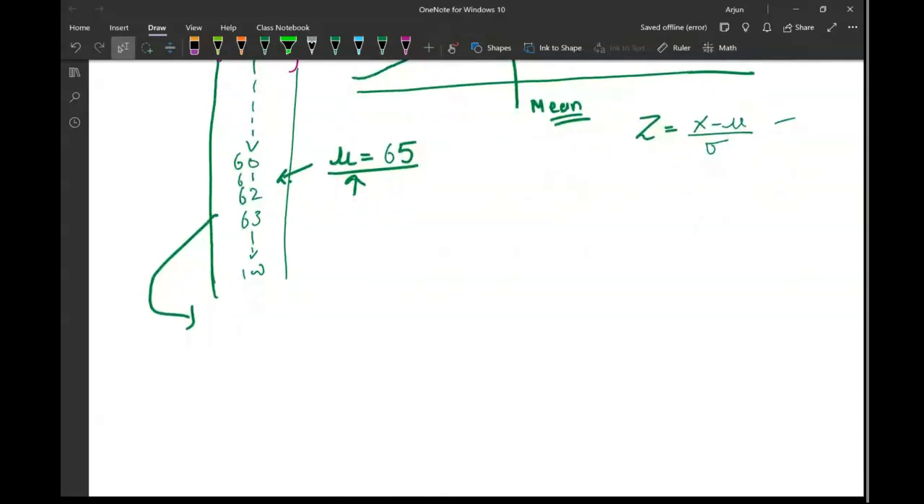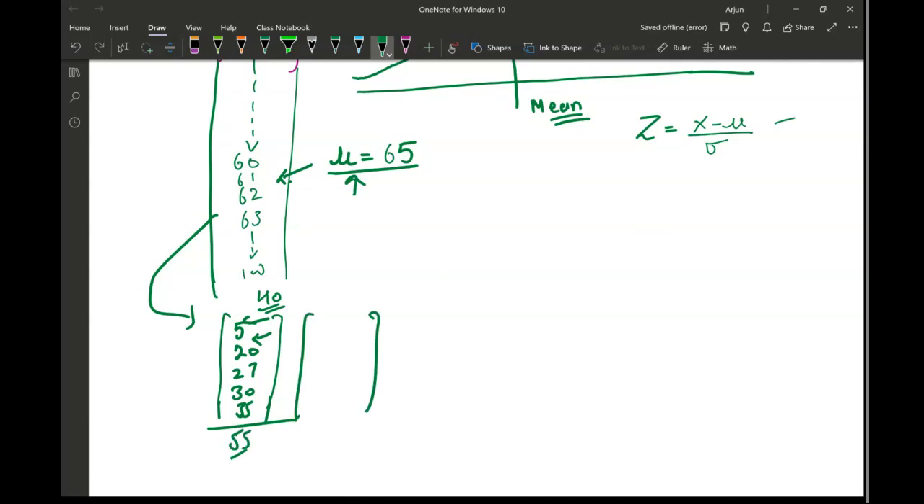Now, if I start taking samples of, let's say, 40 people, so a random sample of 40 people, and I picked up again someone with the 5, then 20, 27, 30, 35, and then the average age came out to be, let's say here, 55 years. And then another sample I collected, the average age came out to be 65 years.